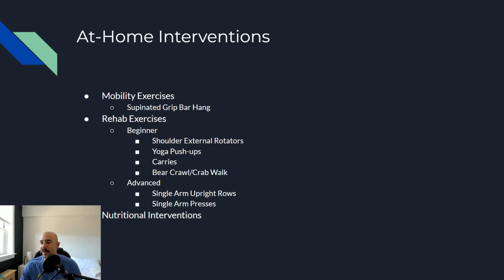At-home interventions, right? This is what everybody's been waiting for. Thank you for being patient. If you are still watching, mobility exercise: the very best mobility exercise for shoulder pain is the supinated grip bar hang.